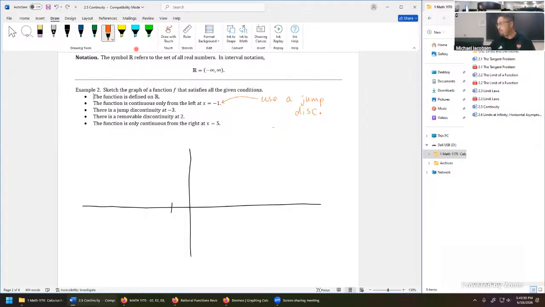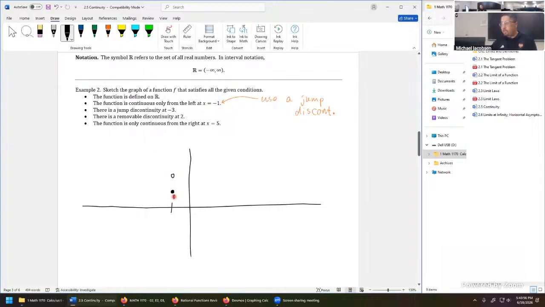I'll use DISC. Well, that's kind of a bad shorthand. Let's just spell it out. Discontinuity. That's a better shorthand. I'll use DISCONT dot for a shorthand on discontinuity. So if we want a jump discontinuity, that means there's going to be a couple open circles. Well, let me say that better. There's going to be two circles. One of them is going to be open, the other closed.